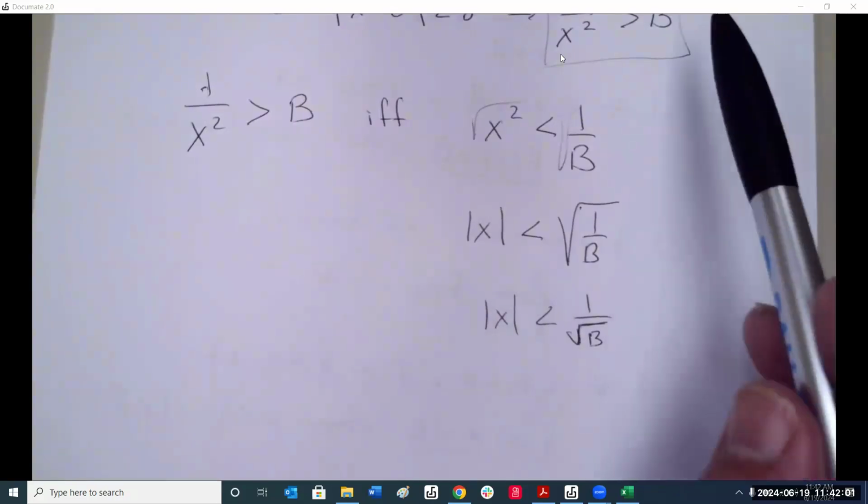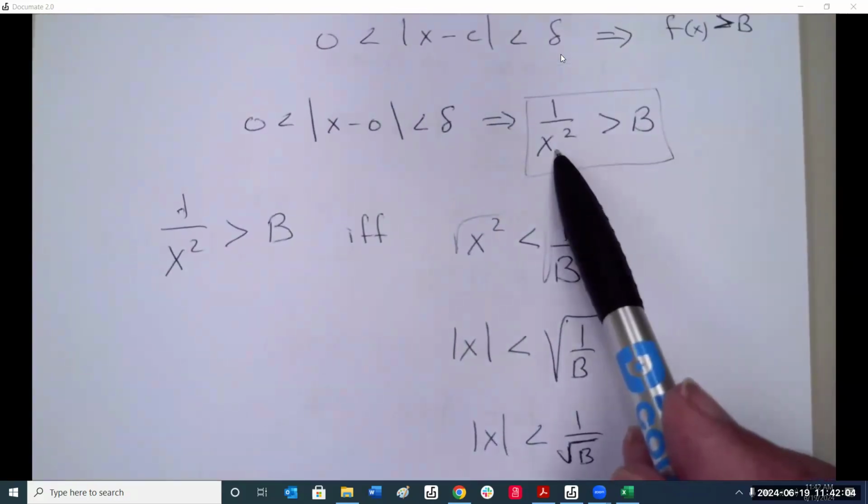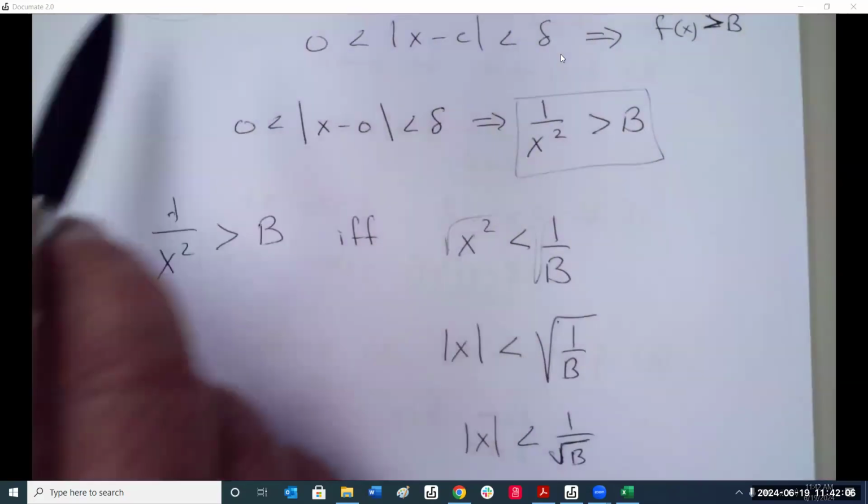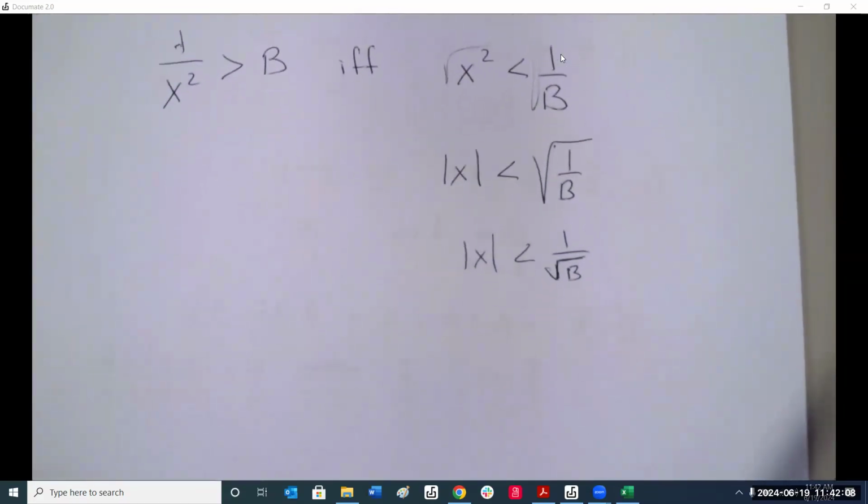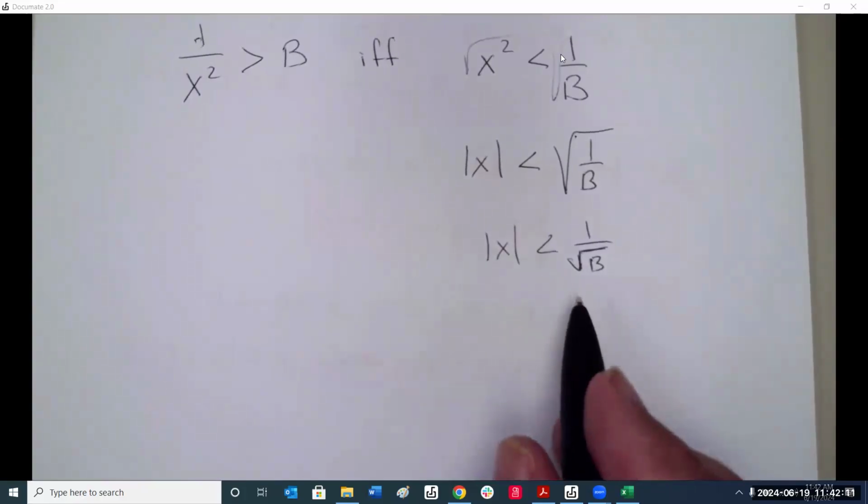Because remember, what is B? B is larger than our function. B is also greater than 0. So it's a positive value. So what does this tell us?